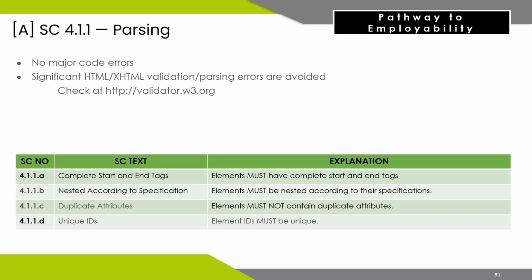The requirements for success criterion 4.1.1 parsing are: 4.1.1.A Complete start and end tags. Elements must have complete start and end tags. 4.1.1.B Nested according to specification. Elements must be nested according to their specifications. 4.1.1.C Duplicate attributes. Elements must not contain duplicate attributes. 4.1.1.D Unique IDs. Element IDs must be unique.